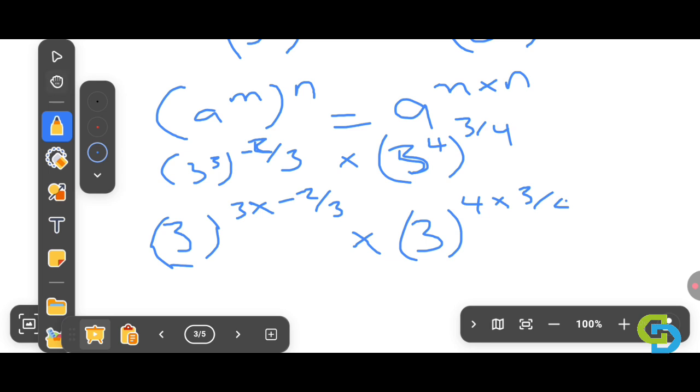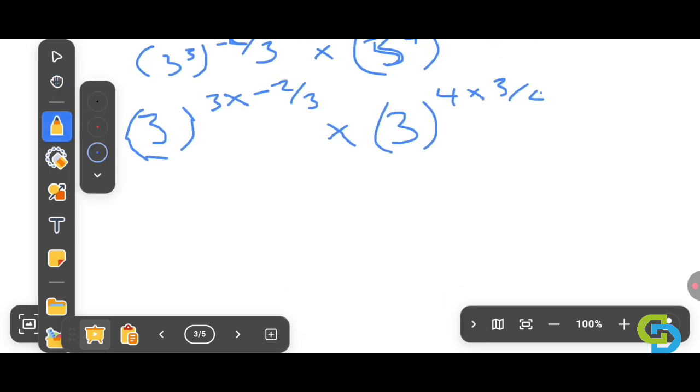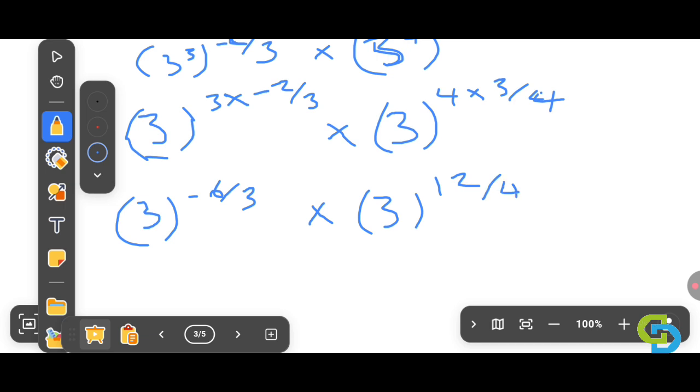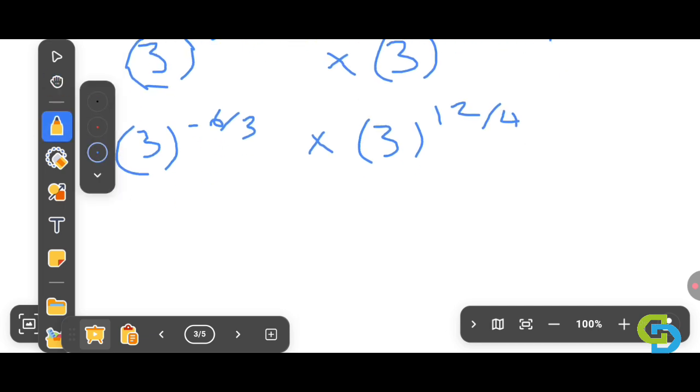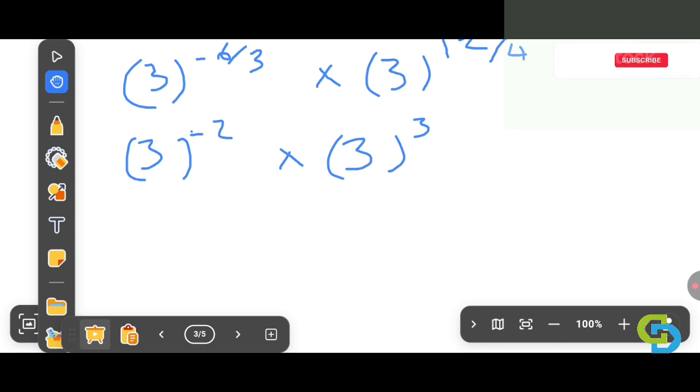When you do this, your answer will be 3 to the power, in brackets, minus 6 over 3, times 3 to the power 12 over 4. So minus 6 divided by 3 is minus 2, so we have 3 raised to minus 2 times 3 raised to, 12 divided by 4 is 3. Now we're getting close. So our final answer for this will be this.